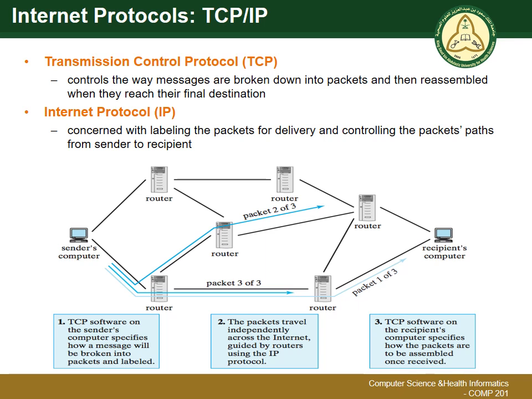Next, software following the rules of the IP protocol labels these packets with the routing information, which includes the IP address of the source and the destination computer. Once labeled, the packets are sent independently over the internet. A special purpose computer called a router receives the packets, accesses the routing information, and then passes or forwards the packets toward their final destination.